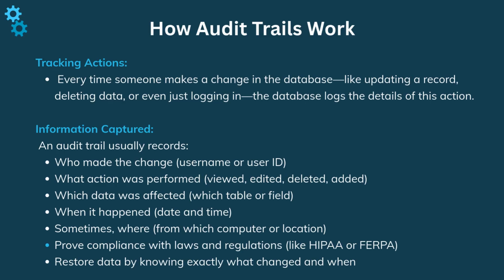How does an audit trail work? Every time someone makes a change to a database, the system is going to log it. The information that it captures could include who made the change, what they did, like what they viewed, edited, or deleted, which data was affected, when it happened, including the date and time, and sometimes where they were when they made the change. This allows us to prove compliance with laws and regulations. You're able to restore data by knowing exactly what changed and when.